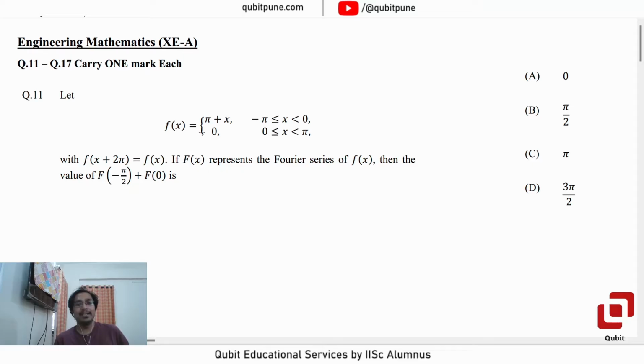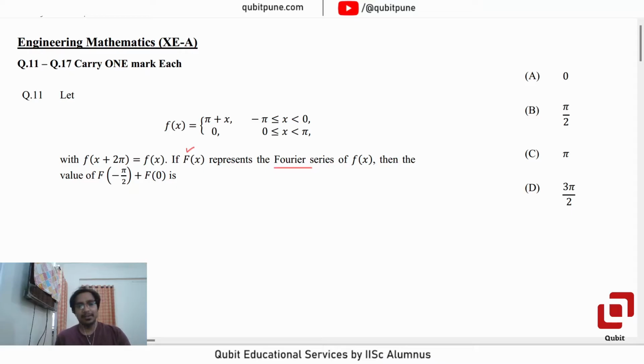Let f of x be pi plus x, negative pi less than or equal to x less than 0, and 0 when 0 is less than or equal to x less than pi, with f of x plus 2 pi equal to f of x. If capital F of x represents the Fourier series of f of x, then find the value of capital F of negative pi by 2 plus capital F of 0. We have four options: 0, pi by 2, pi and 3 pi by 2.